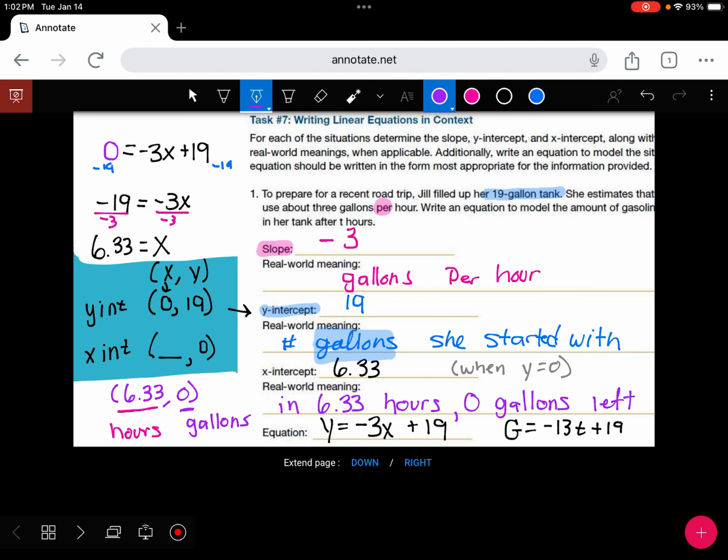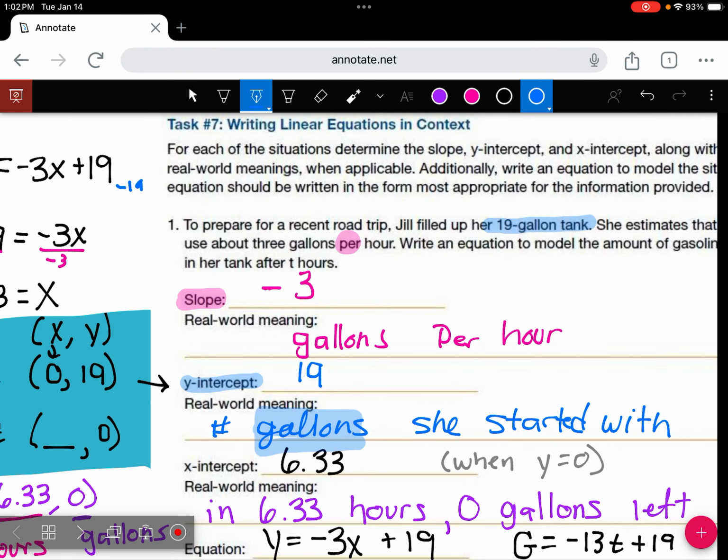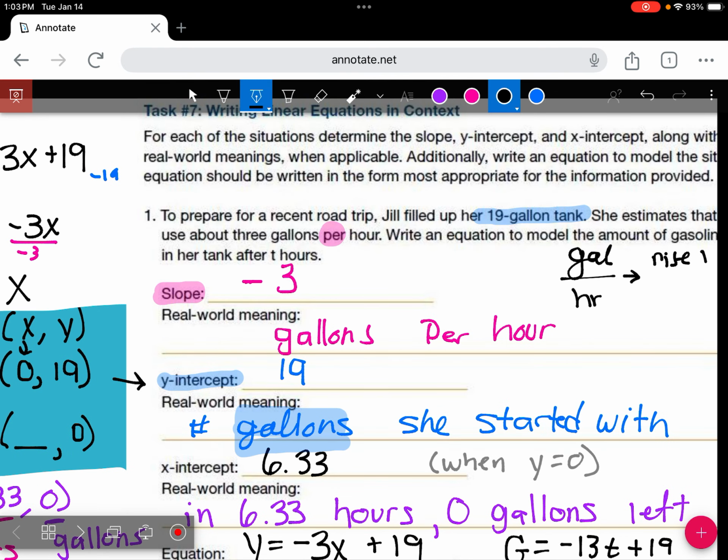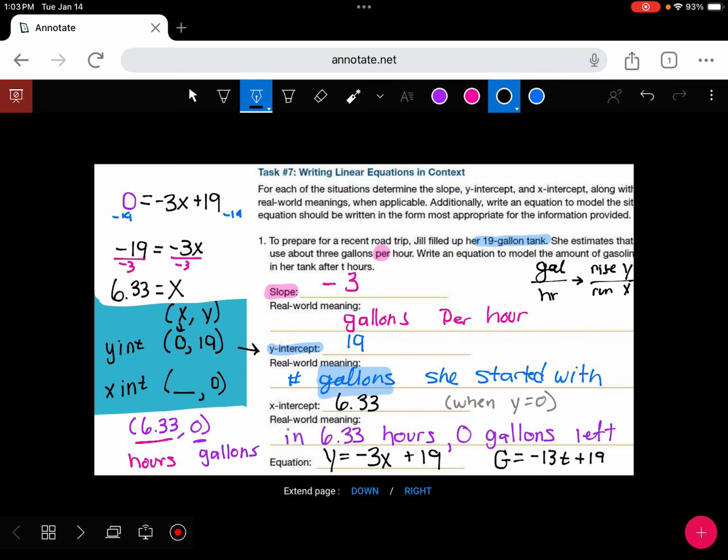When in doubt, you can look at your slope. If you found your slope, you found that it was gallons per hour. And remember, that's our rise. Rise rhymes with y's over run. We run across the x's. So y's is gallon, x is hours. So it's the number of hours we needed until she has nothing left.